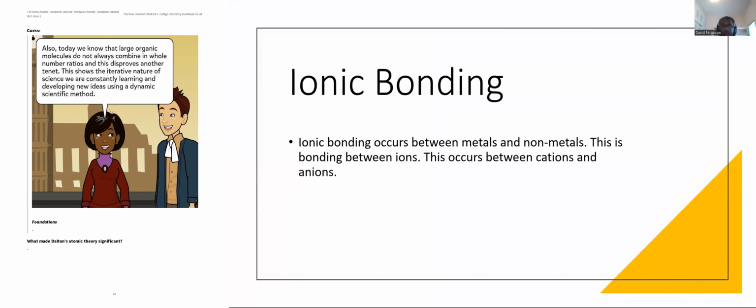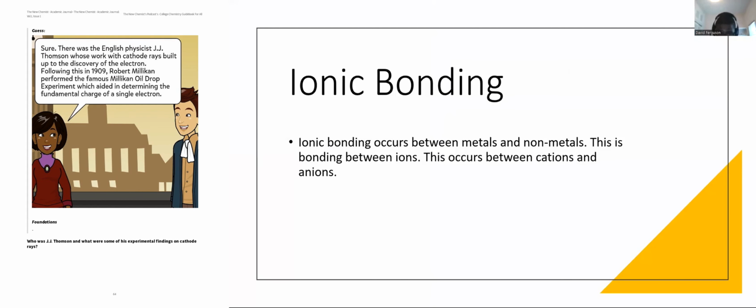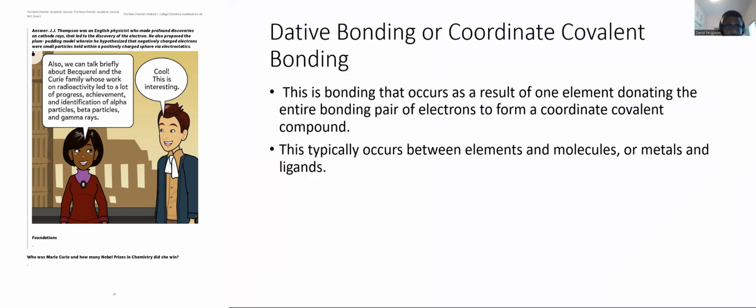Ionic bonding, an example of this will occur with sodium chloride. Ionic bonding occurs between metals and nonmetals, sodium and chlorine, for example. This is the bonding between ions, so cations and anions.